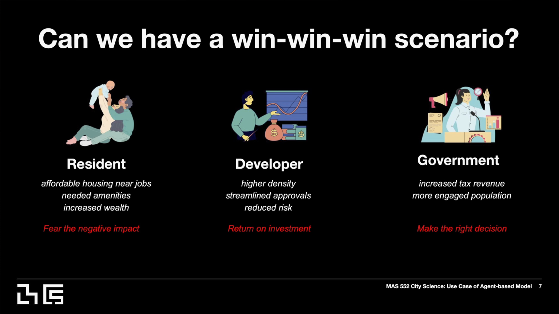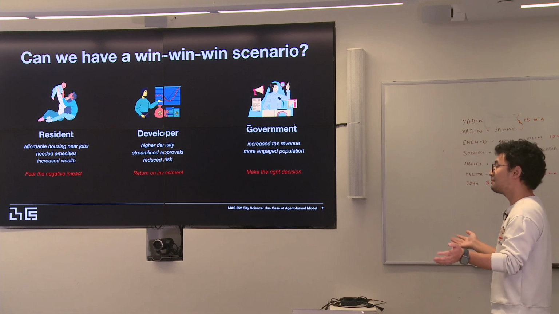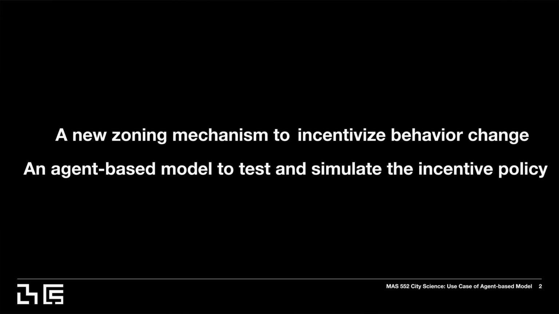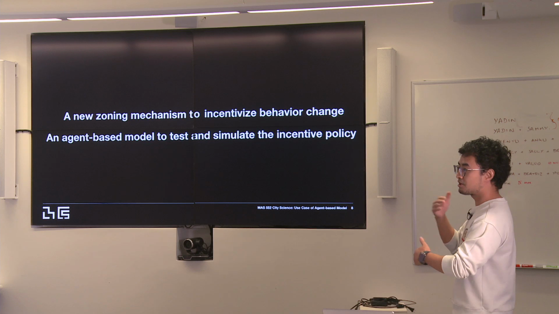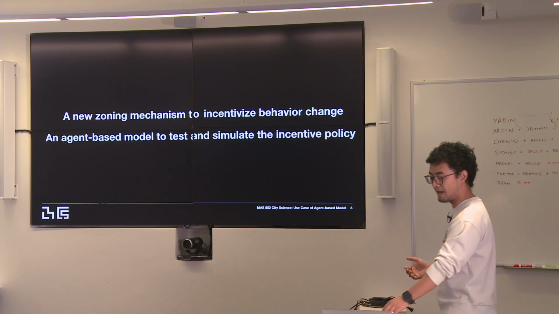And the developers are chasing higher density to make more money, and their main concern is return on investment. And the government wants to increase revenue and have a more engaged population. But can we have a win-win scenario, where everyone is happy? So to study this, we introduced a new zoning mechanism to incentivize behavior change, and an agent-based model to test and simulate the incentive policy. We want to test different incentive policies to encourage people to change their behavior in the zoning process we are acting in now.